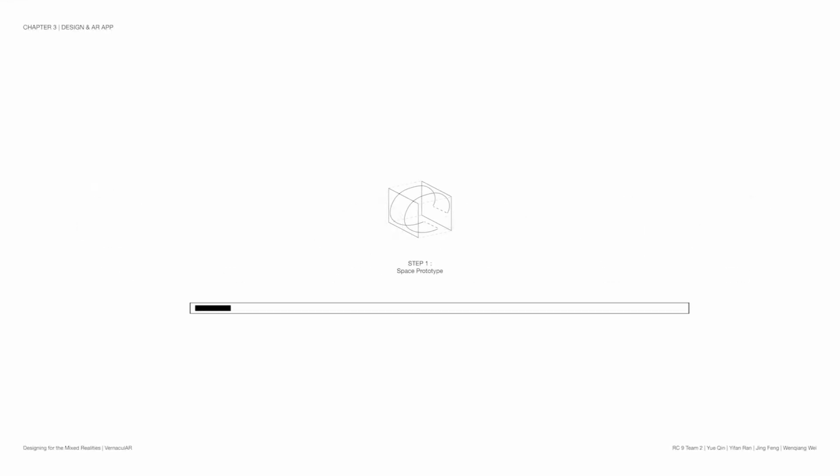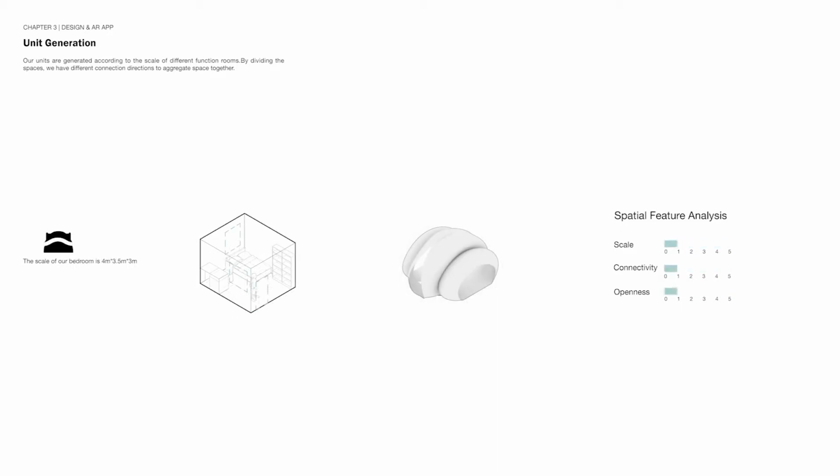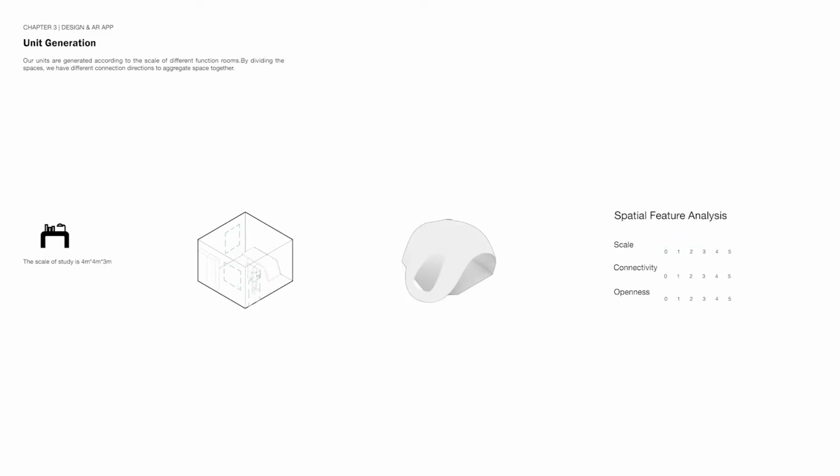Our backstage design logic includes 6 steps. The first is to generate space prototypes. Our units are generated from the experimental prototypes to create some organic spaces, and they are based on the scale of different room functions. After that, we receive requests from users. The background system will automatically start generation according to the needs.